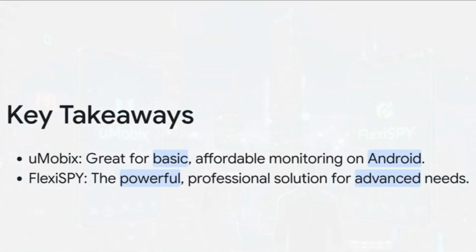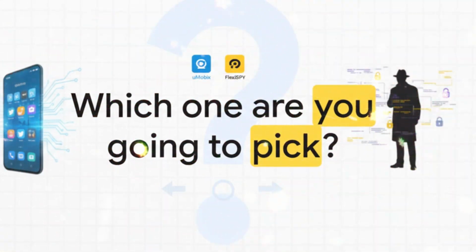So, to put it as simply as possible, uMobix is a fantastic choice for anyone who needs straightforward, affordable monitoring on an Android. It gets the job done easily and effectively. FlexiSPY is the powerful professional-grade solution for users who really need the most advanced monitoring tools available on the market today. So there you have it, the simple and effective choice on one side and the powerful and advanced one on the other. Based on everything you've seen and based on what you need, which one are you going to pick?